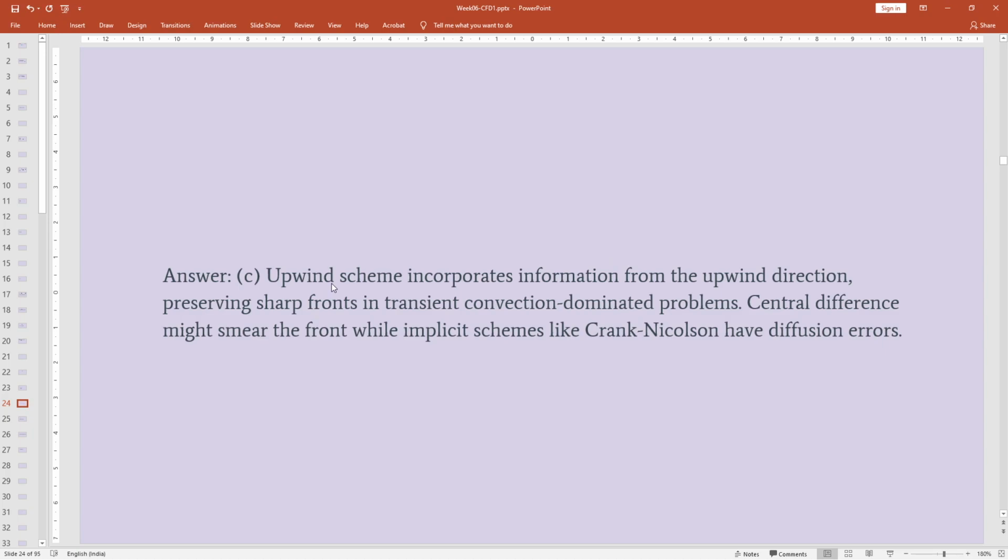Upwind scheme can preserve the sharp fronts, while the central difference scheme can create diffusion for the sharp areas, and Crank-Nicolson also has diffusion errors. So the best one for this problem in our hand is the upwind scheme. That is option C.